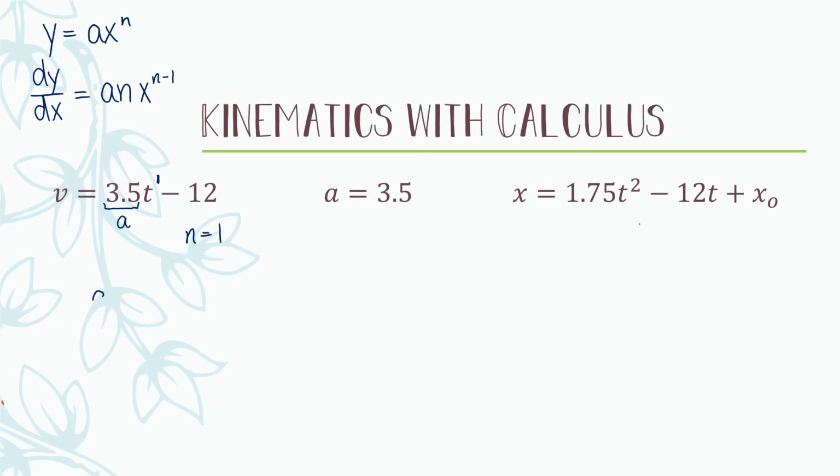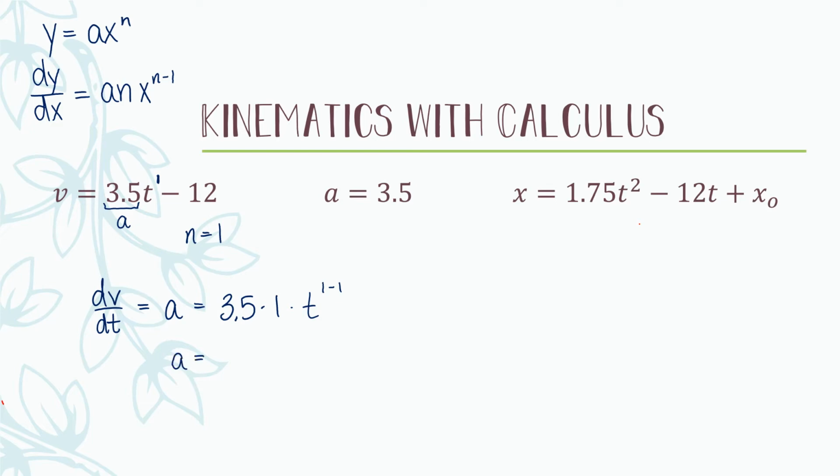So if I'm taking the derivative, dv dt, which is equal to the acceleration, then I'm following that form, so I have 3.5 times n, which is 1, times my variable t to the 1 minus 1 power. So 1 minus 1 is 0, and t to the 0 power is just 1.